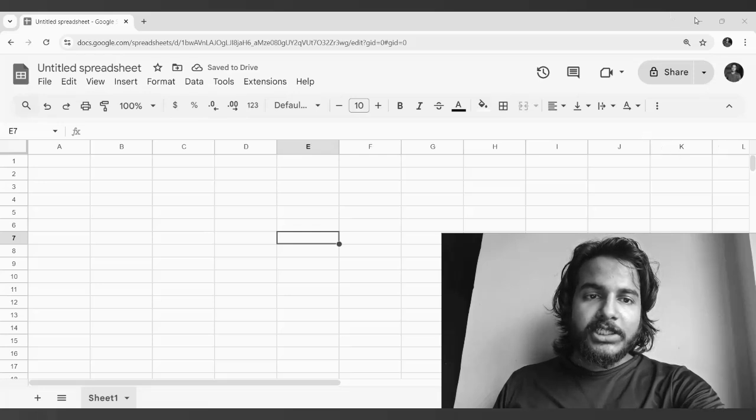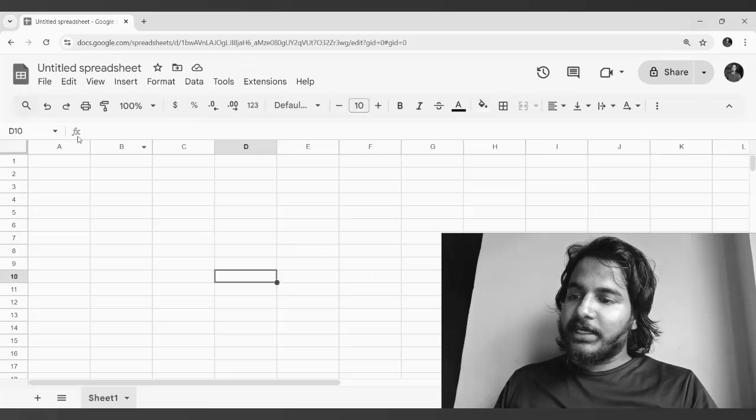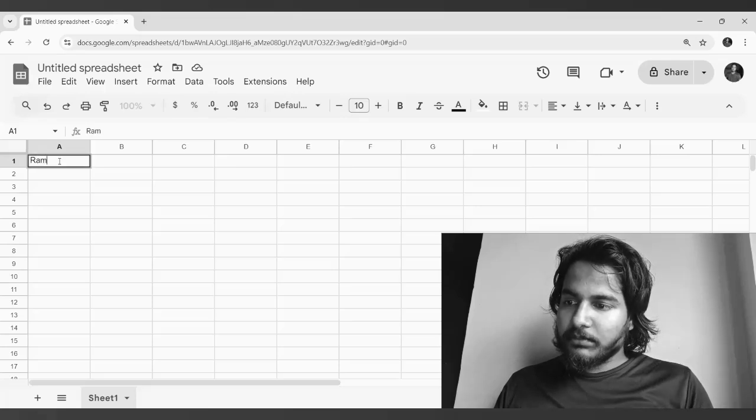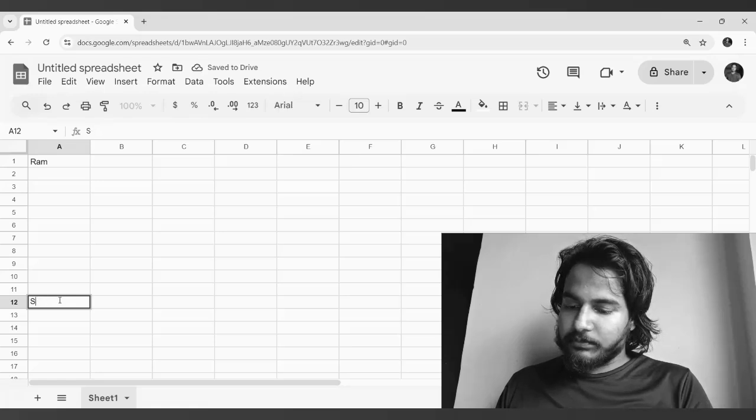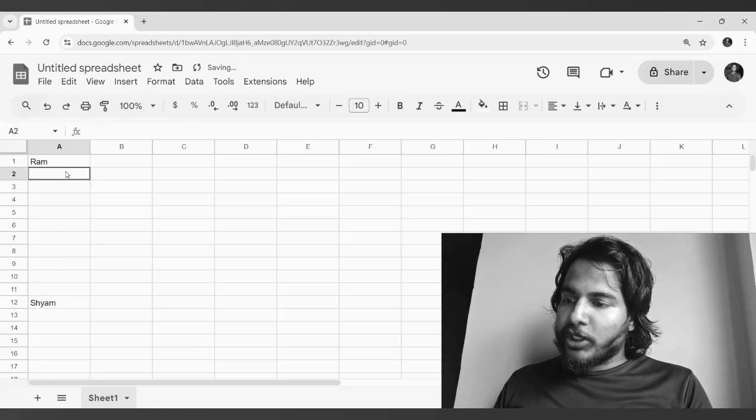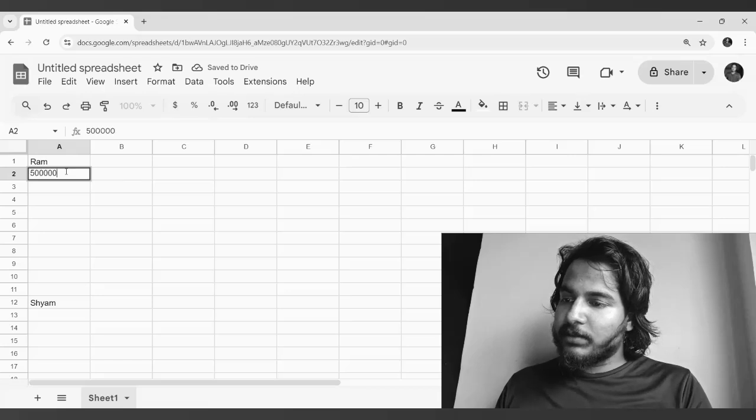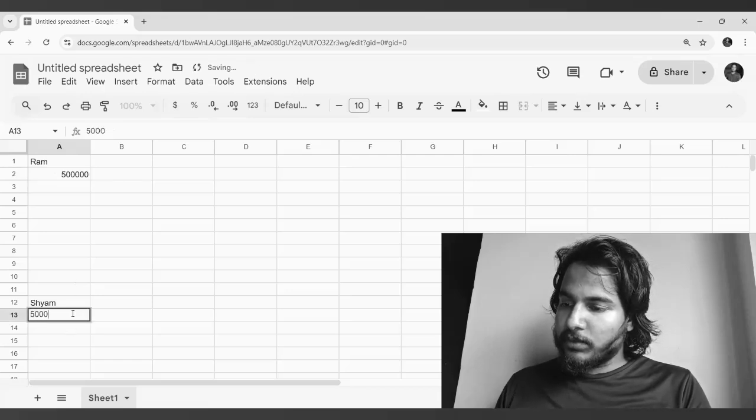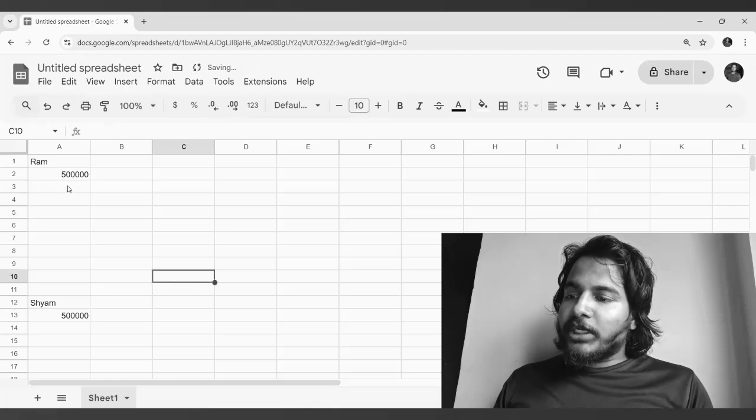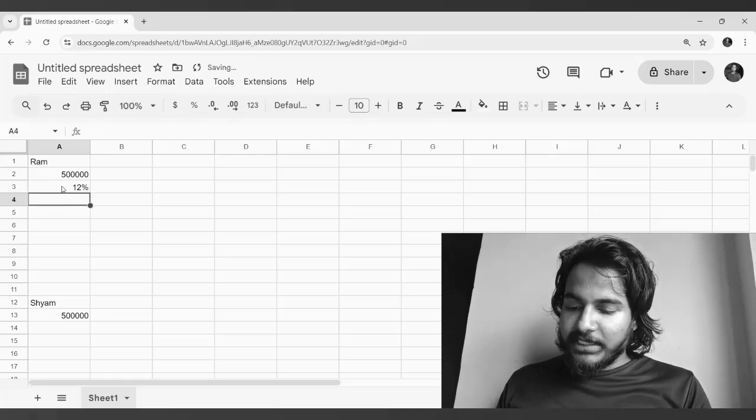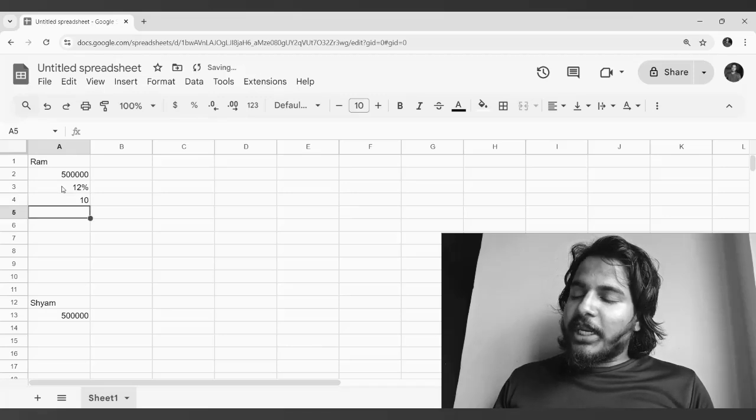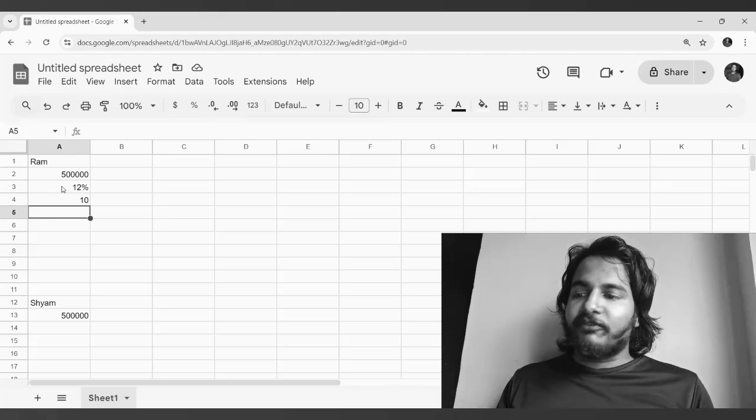So I have opened this Google sheet in front of you where I will help you understand why Ram has to pay 1 lakh rupees and Shyam has to pay only 9,000 rupees. Both of them invested the same amount, 5 lakh rupees. Now what Ram did is that he invested 5 lakh rupees with the annual return rate of 12% for the next 10 years, and he directly redeemed his value after 10 years.